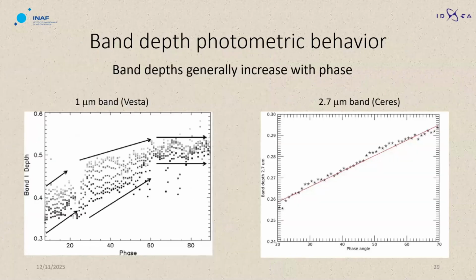Now let's see the behavior of other spectral parameters. Depth of absorption band, the general behavior independently of the band carrier. So we are here seeing bands due to different carriers. The 1 micron band is due to pyroxene, the 2.7 micron band is due to phyllosilicates, so it is a different carrier, but the behavior is generally the same.